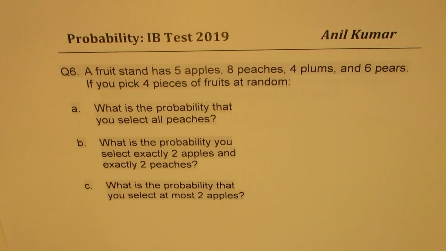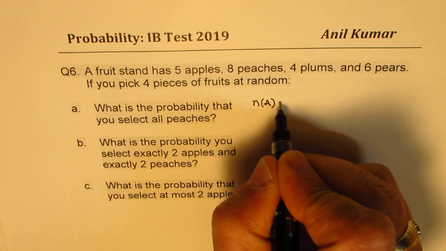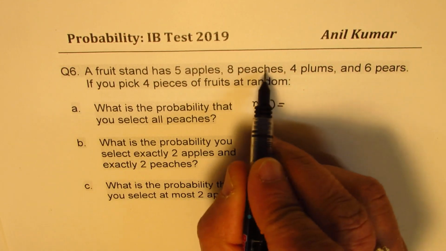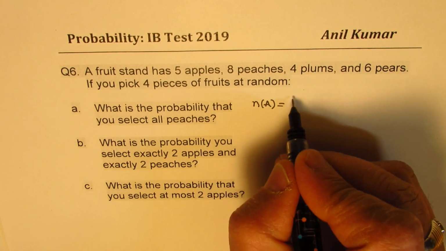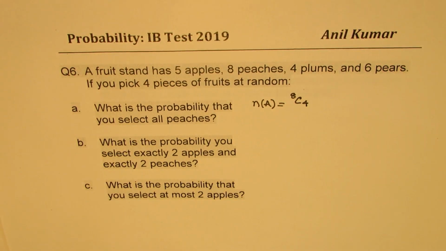Question number 6. A fruit stand has 5 apples, 8 peaches, 4 plums, and 6 pears. If you pick 4 pieces of fruit at random, what is the probability that you select all peaches? So all peaches, let's call it A. In our case, for selecting all peaches, there are 8 peaches, we have to select 4, right? So from 8, choose 4. Remember, it's a case of combination. It doesn't matter which piece you picked first, correct?